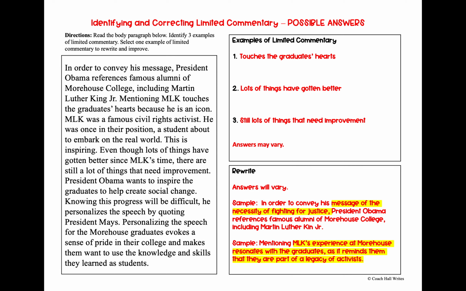For this particular paragraph, I would consider the phrases "lots of things have gotten better" and "still lots of things that need improvement" to be limited commentary as well. Because quite frankly, it doesn't say what has gotten better and what still needs improvement. So adding more specifics would help clarify that sentence. Right now, those 2 phrases are serving as a bit of a generalization, which is actually downplaying the intended point. You might have found other examples of limited commentary as well. Please keep in mind that answers will vary, so if your answers are different than mine, that's okay.